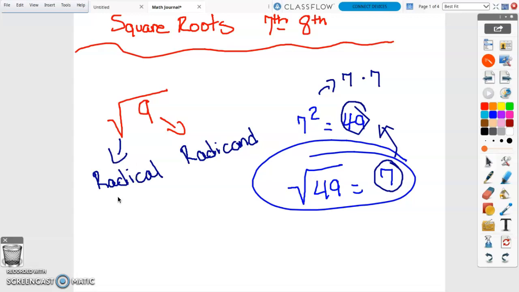I wanted to do a review of the last video. I want to remind you that here we have a square root. The check mark you see here is the radical, and the number inside the check mark is the radicand. Check mark, radical; number, radicand.